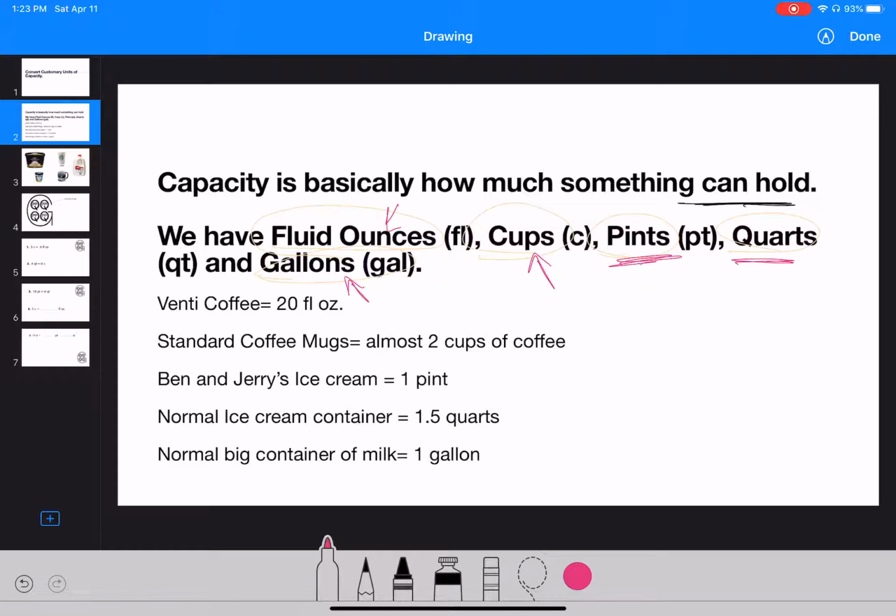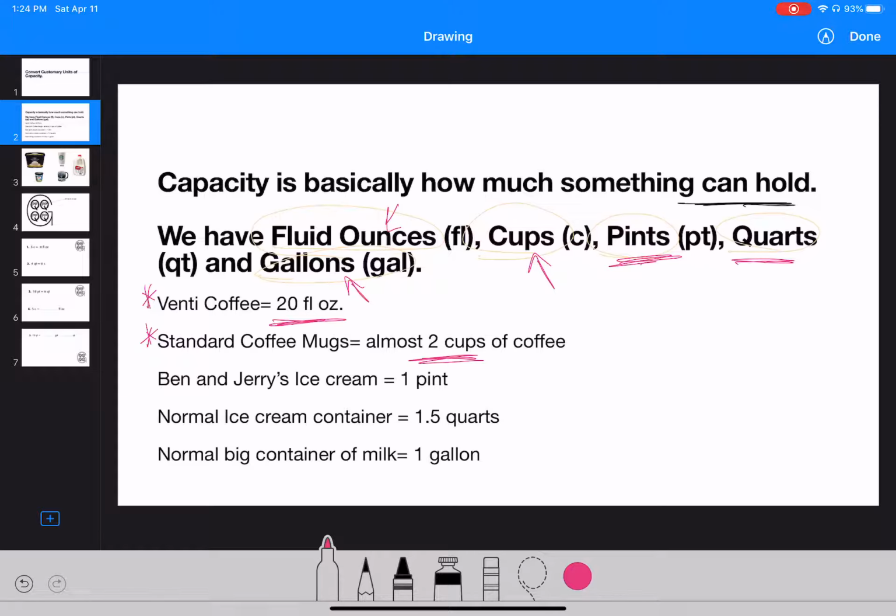To make sure we understand roughly the sizes of these things, I put some stuff on our slide here that helps us understand how much an ounce actually is. For example, a venti coffee from Starbucks is about 20 fluid ounces. If you forget the names like I do, a venti coffee is one of the largest coffees at Starbucks. And actually, venti means 20, so it's kind of neat. Next up, we have a standard coffee mug. All the coffee mugs that you usually see hold almost 2 cups of coffee.